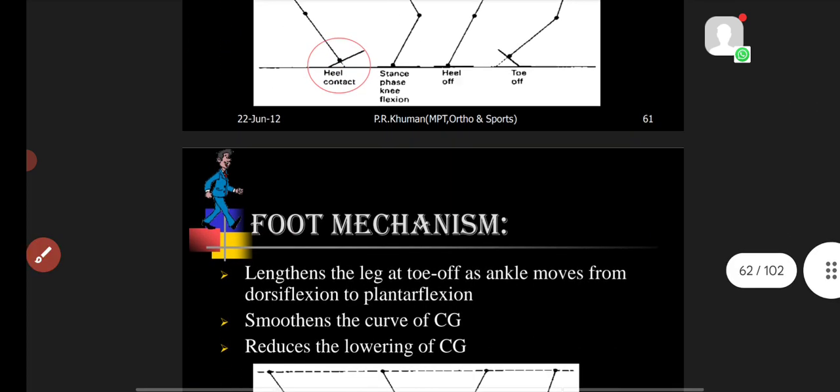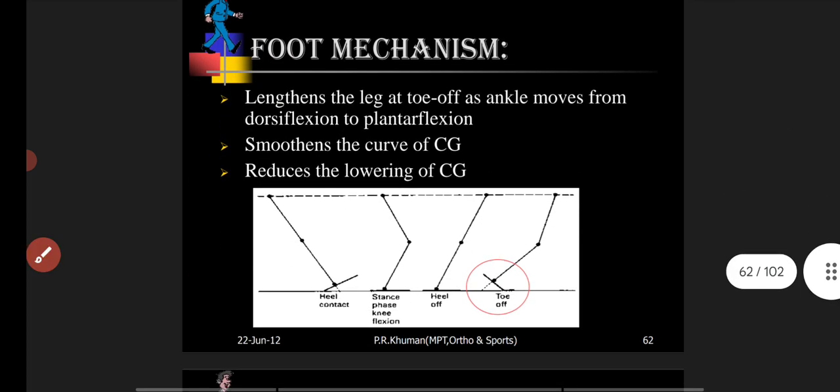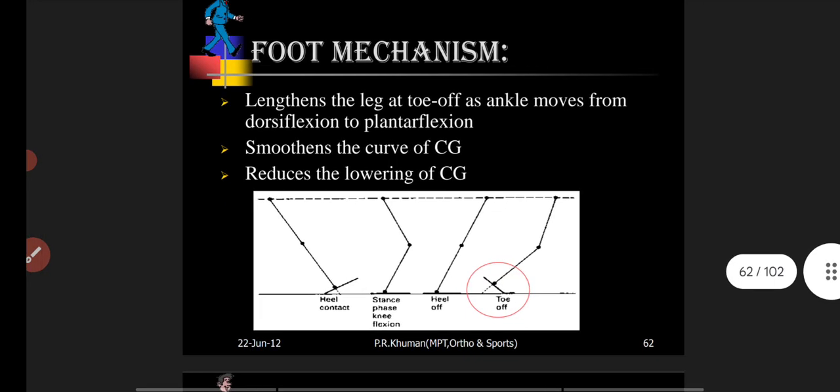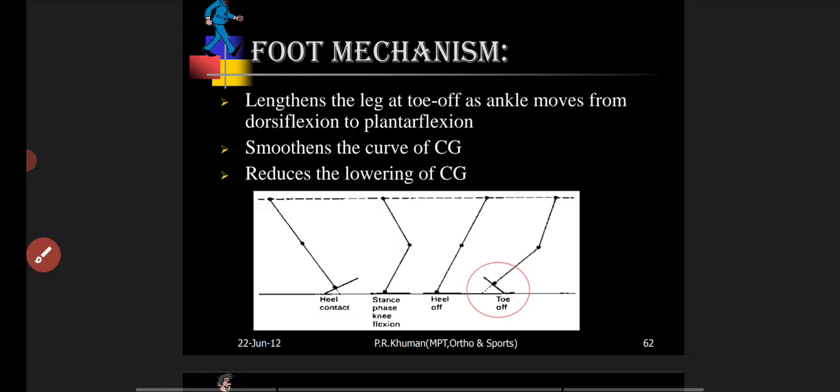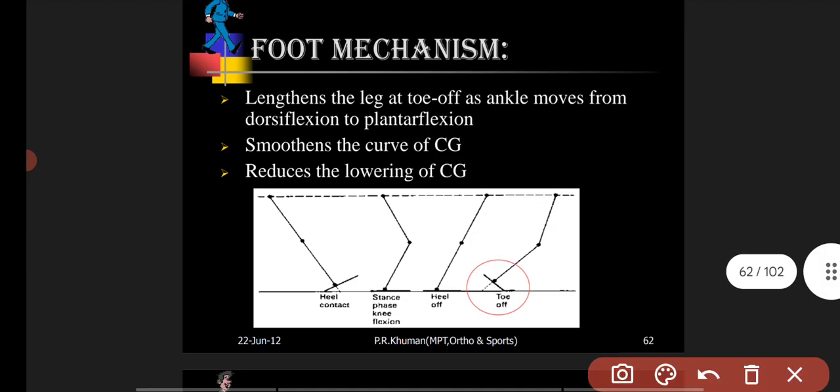Next one is the foot mechanism, that occurs in the length of the leg at toe off as the ankle moves from dorsiflexion to plantar flexion. Here in this phase, the foot mechanism is one of the determinants which smoothens the curve of the COG and reduces the lowering of the COG.